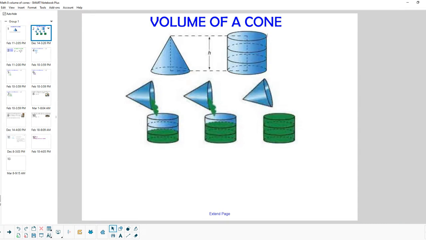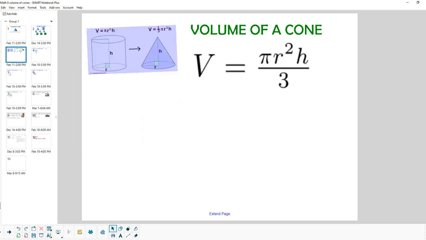If you watch the video, you'll see that they do a little experiment where they take a cone that has the same sized base as an accompanying cylinder and is also the same height as that cylinder, and it takes 3 of these cones to fill up a cylinder with the same dimensions. By that, we found out that the formula for the volume of a cone is just the volume of a cylinder divided by 3, because it takes 3 cones to fill up 1 cylinder. So pi r squared times the height divided by 3.